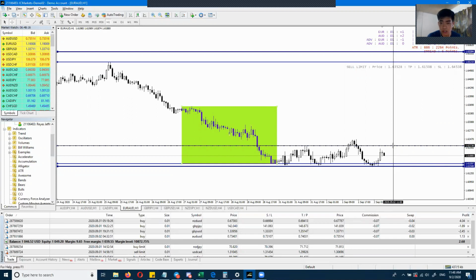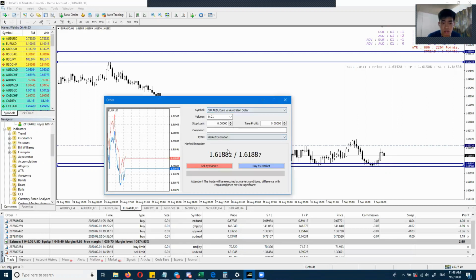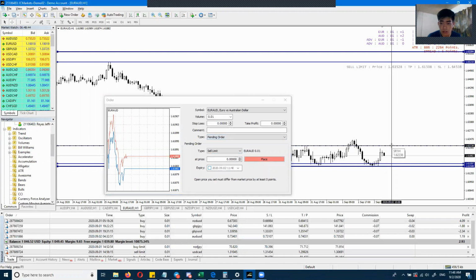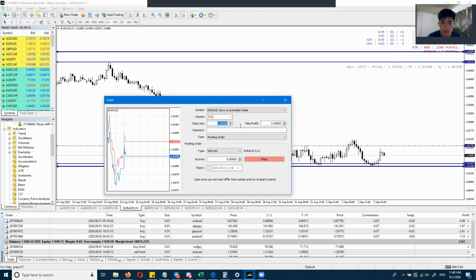So, possible pullback area is this part. Then we have a target of 72. So, at least 30, 35. 1.62588. This is a sell. Depending orders, then sa limit. 1.62588.